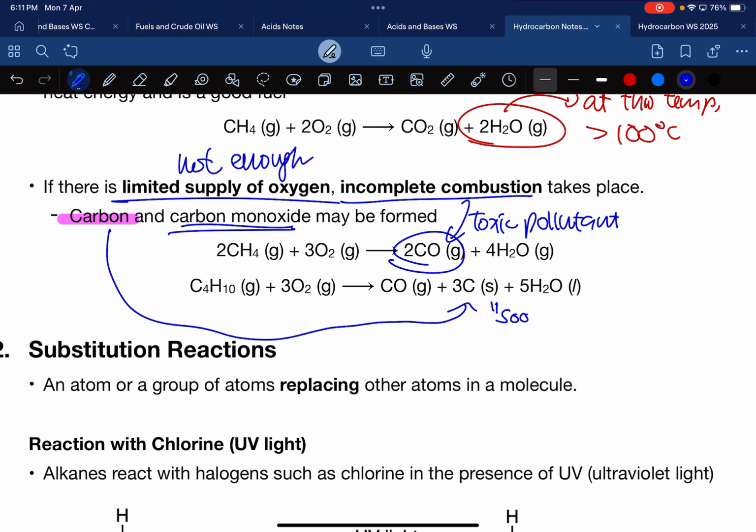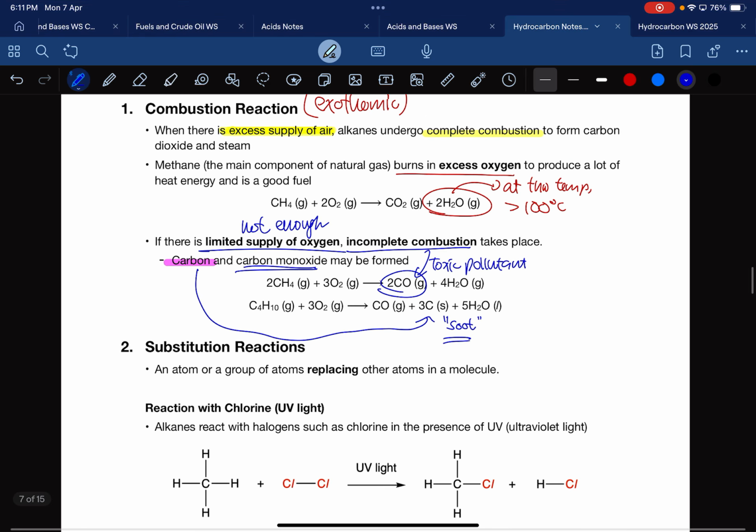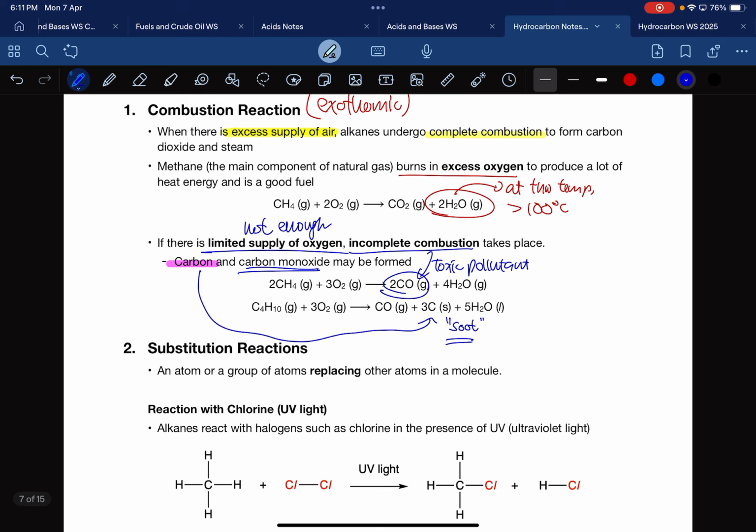Okay, this is soot. So, combustion reaction, any problem? If I have enough oxygen, that's the ideal scenario. If I don't have enough oxygen, then I'll produce harmful products like this.